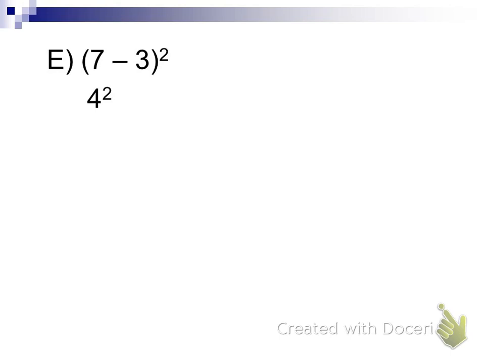So we do 7 minus 3. No, so we do order of operations: do parentheses, then do exponents. So on this one, we need to actually do the subtraction first and then square that number.